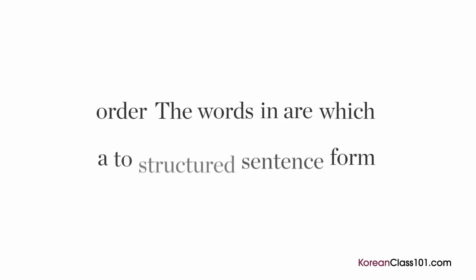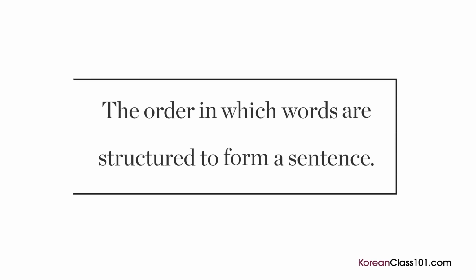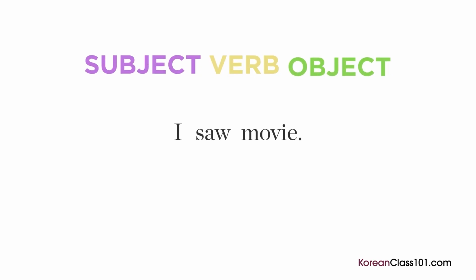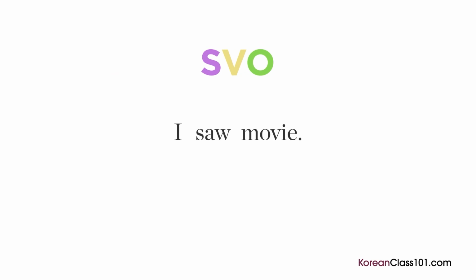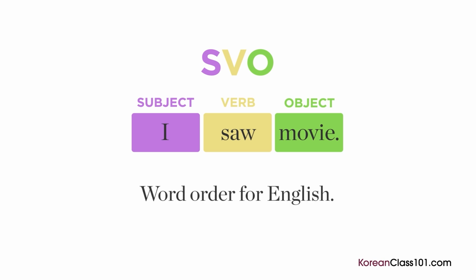Word order refers to the order in which words are structured to form a sentence in a given language. Consider the English sentence, I saw a movie. But first, let's remove the article "a" for simplicity. So we're just left with I saw movie. The basic word order for English is subject, verb, object, or SVO for short. If we break down the English sentence, we can see that the subject I is presented first, followed by the verb saw, and then finally the object movie is positioned last. This is the basic word order for sentences in English.